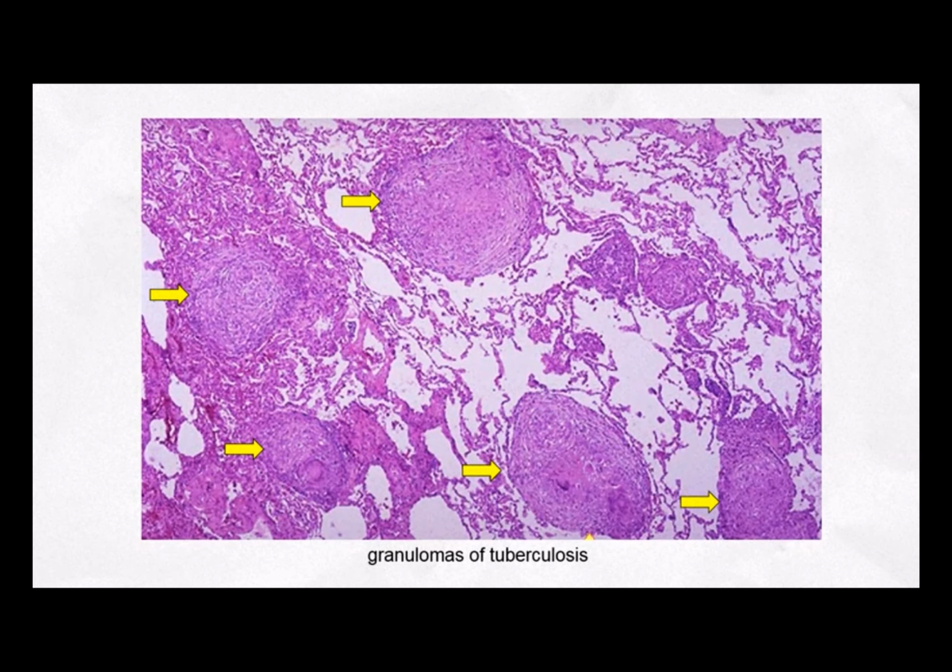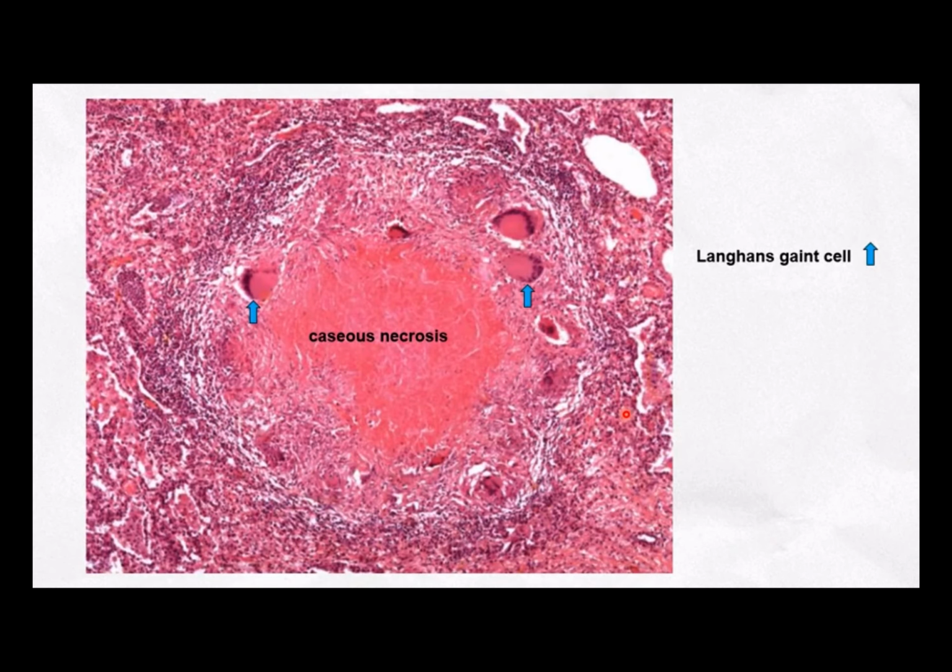This is a low-power microscopic view of tuberculosis. We can see several granulomas with clear borders scattered in the lung. At low magnification, we can observe that the granuloma contains a central caseous necrosis and is surrounded by a mixture of cells including epithelioid cells, Langhans cells, and lymphocytes.